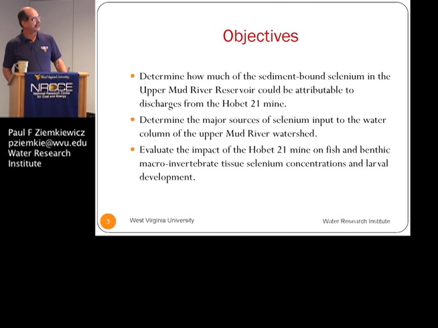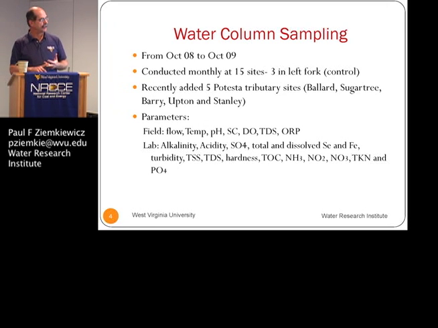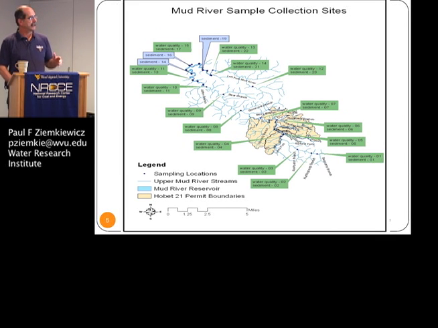And specifically, we're trying to determine how much of the sediment-bound selenium in the upper Mud River reservoir can be attributed to discharges from Pt1. That's the big mine that stretches over the Mud River. Determine the major sources of selenium input into the water column in the Mud River watershed, and evaluate the impact of Pt1 on fish and benthic macroinvertebrates, tissue selenium concentrations, and larval developments. And this is one of several projects that I'll discuss today on selenium. I'll roll through these pretty quickly, but would encourage this to be interactive.